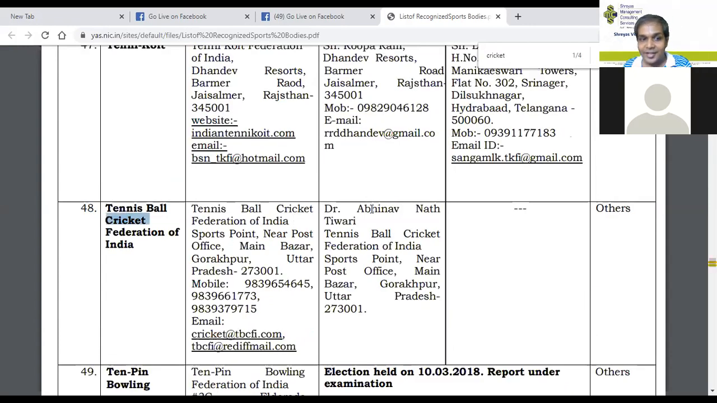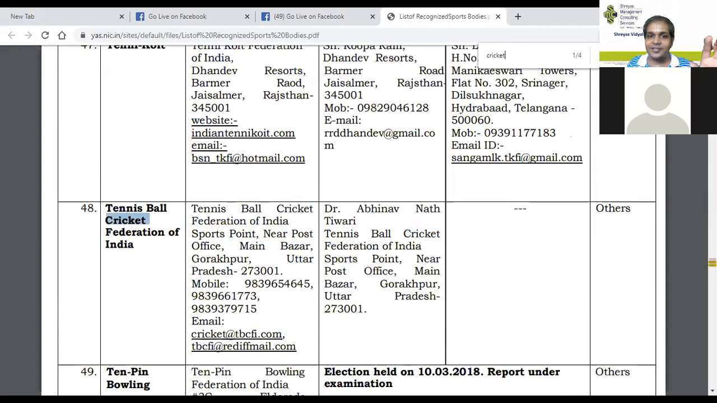You can see here, Tennis Ball Cricket Federation of India. They have given exemption for tennis ball cricket, but not for the actual cricket. So actual cricket is not coming in this list. You don't have cricket other than this. The actual cricket as such you will not see. Tennis Ball Cricket Federation of India has been given exemption.